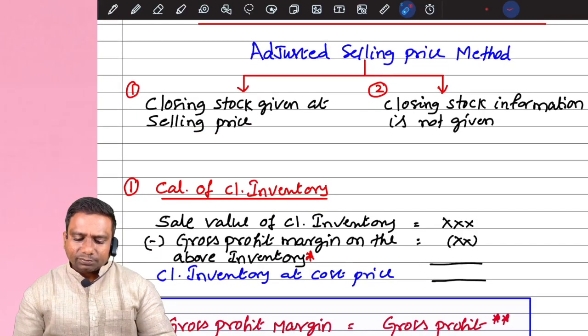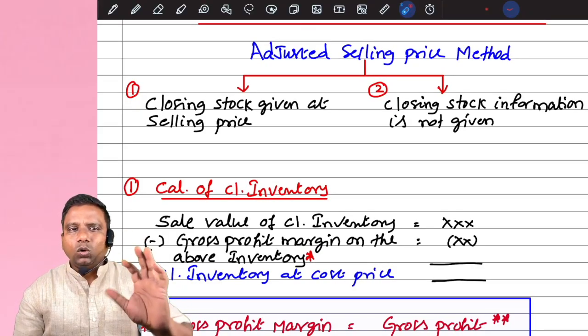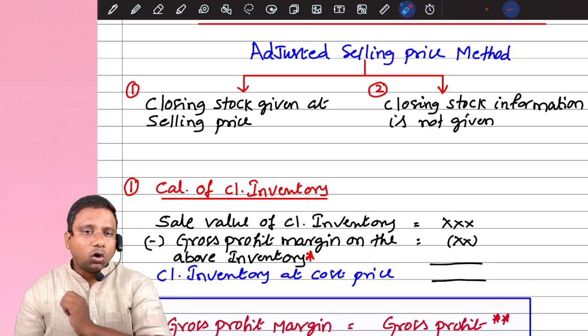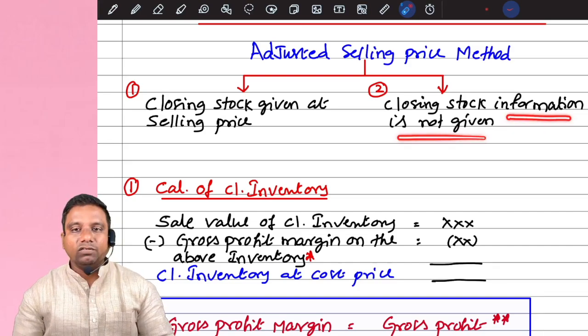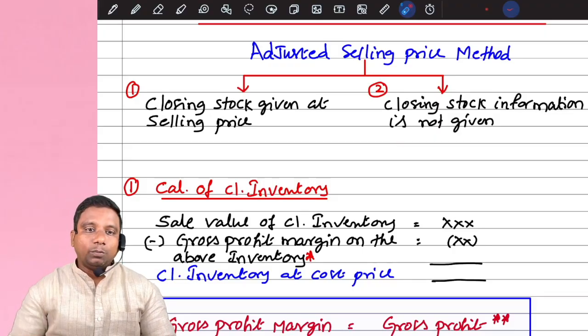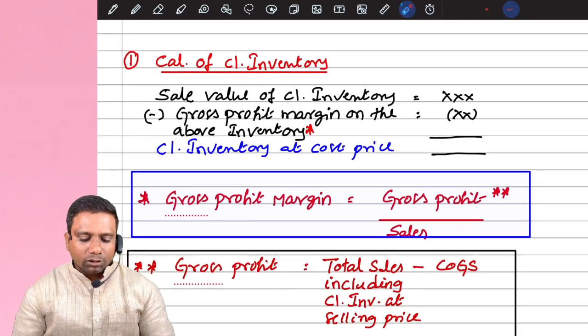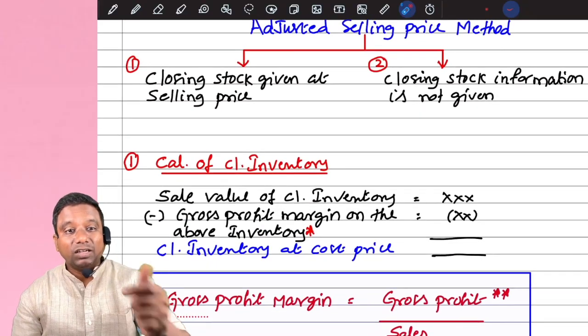Then what is the approach we follow? Next up, look at the problem: sometimes they will not give you closing stock information. They will not discuss closing stock. In that case, what is the approach we have to follow? There are two approaches, students. First approach, calculation of closing inventory when closing stock information is given.